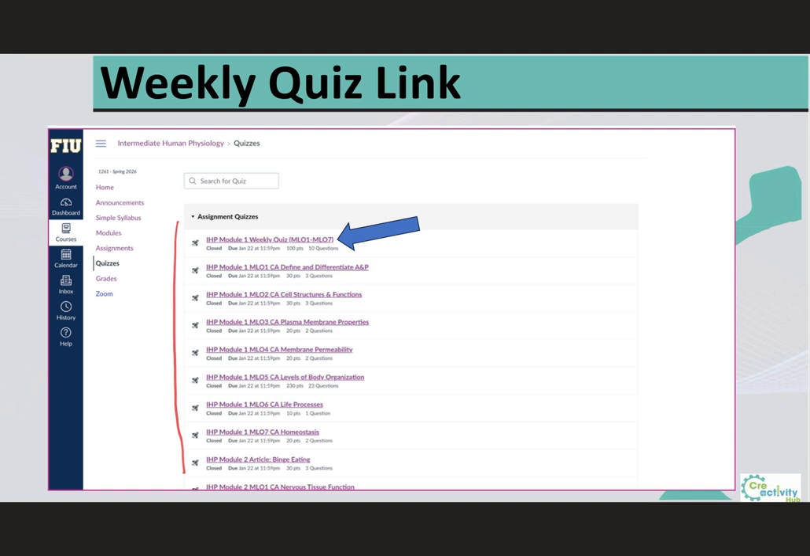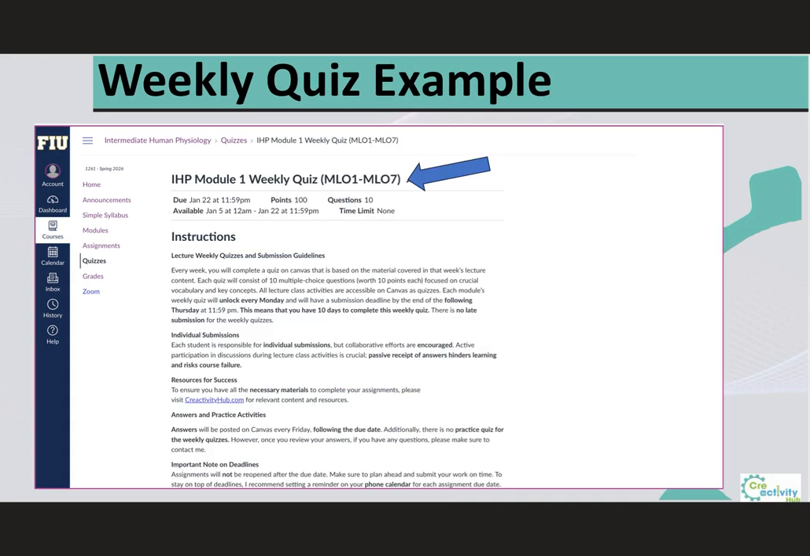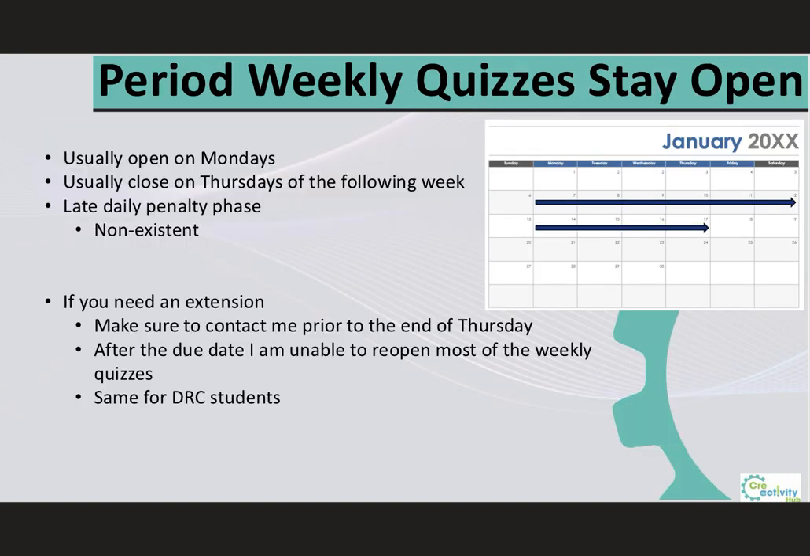So the weekly quiz is a graded assignment, and we can see that the first one in this list is going to be your Module 1 weekly quiz. If you click on that specific link for Module 1 weekly quiz, you're going to see again that it contains questions from all 7 learning outcomes. It usually is worth 100 points, and it has a total of 10 questions, so each question is worth 10 points.